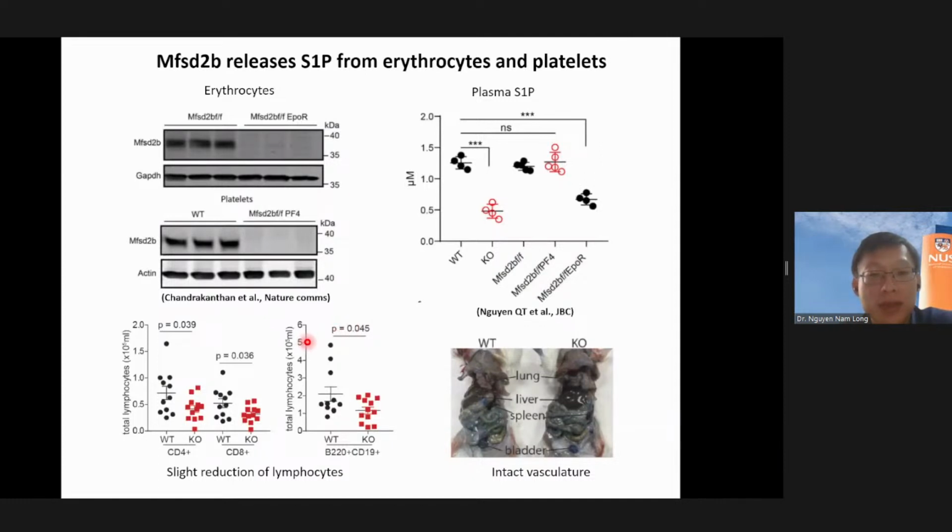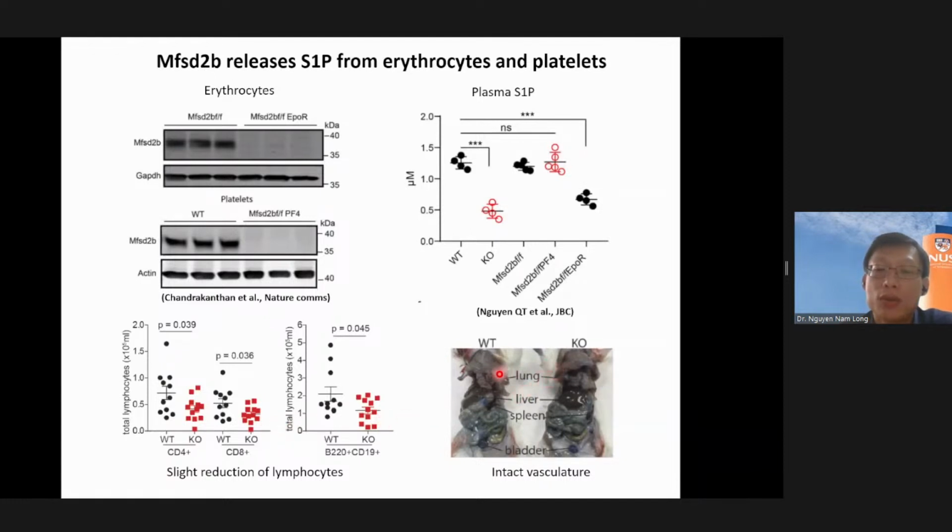Next, we wanted to see whether MFSD2B, which releases S1P, is important for regulation of lymphocyte trafficking. We could detect a slight reduction of lymphocytes like CD4 positive or CD8 positive T cells, or B cells. So basically, the S1P level from MFSD2B is not very critical for regulation of lymphocyte trafficking.